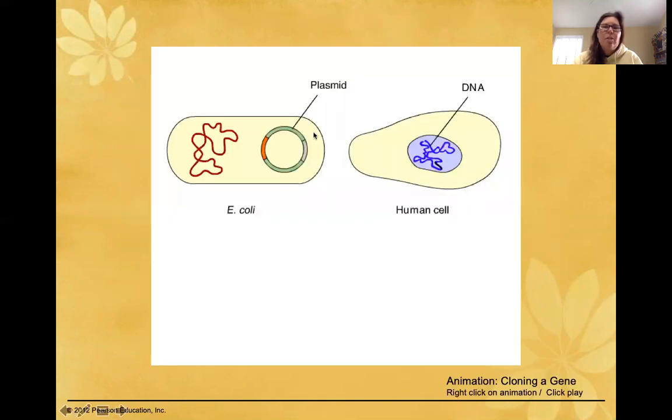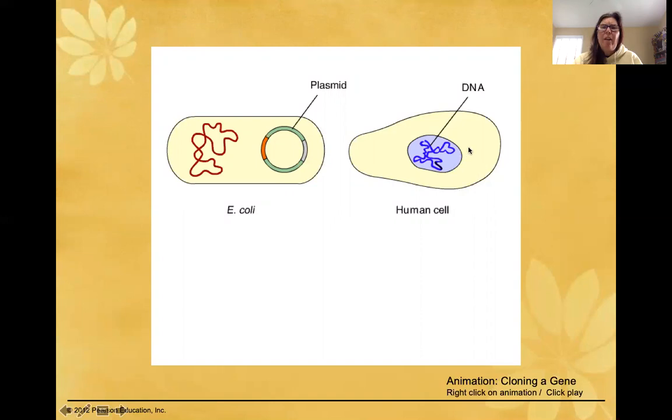So here's a picture. Here is our bacterial cell. This is E. coli. This is the normal genes that the cell needs to survive, and this is an extra little loop of DNA we find that often has some extra information, like I said, antibiotic resistance or toxins.